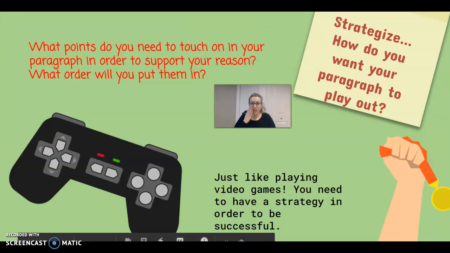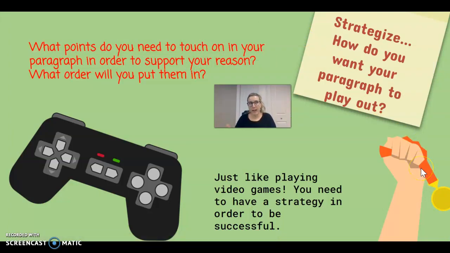So while you're writing or while you're finding your evidence, you need to be strategizing, okay? Writing a persuasive essay is actually a lot like playing a video game. In order to be successful, you need to strategize and think of how you are going to play this out, okay? So what are your steps going to be in order for you to successfully convince your audience? What points do you need to touch on?